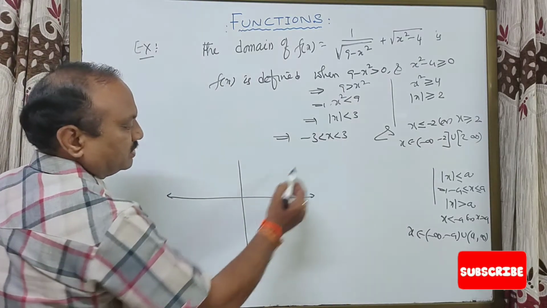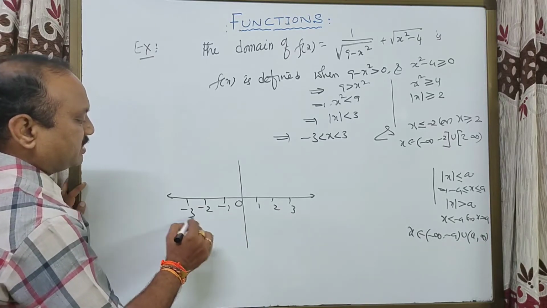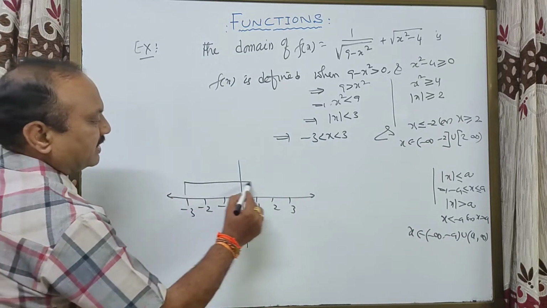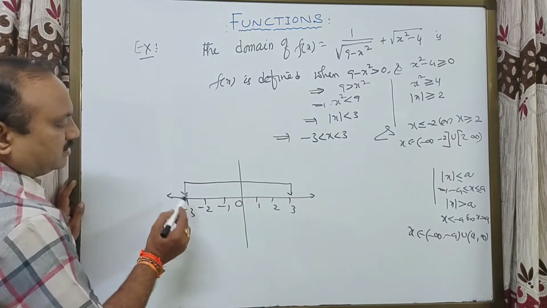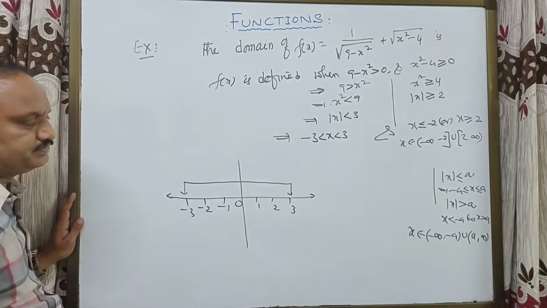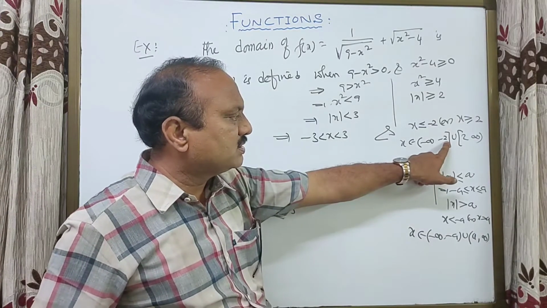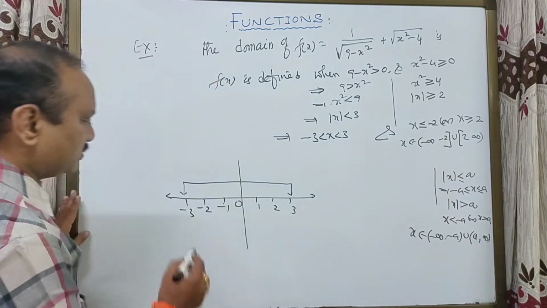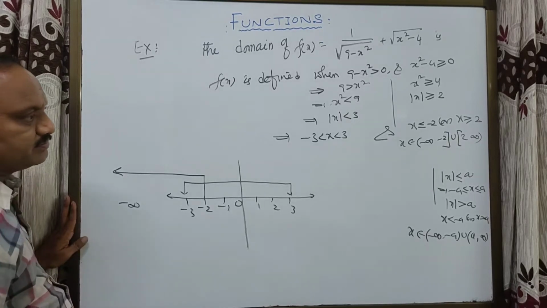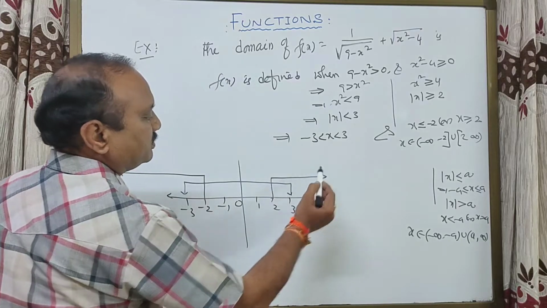Here we have minus 3 to 3: 0, 1, 2, 3, minus 1, minus 2, minus 3. There is no equality symbol, so you don't join the axis, you give some gap. That means it is not included. Here we have closed minus infinity comma minus 2. Closed means you join it. Here is minus infinity. Here is closed 2 to infinity. Take the closed symbol at 2 to infinity.